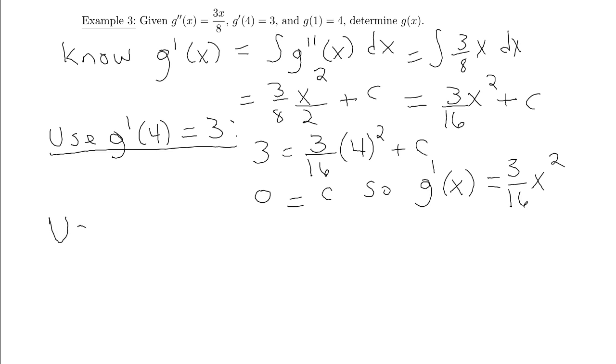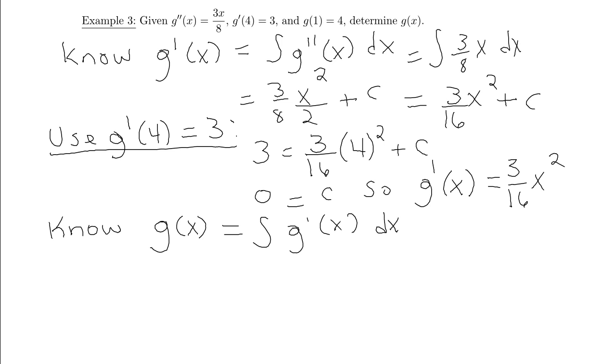So the next thing that we want to do is go from the first derivative to the original function. So we're going to use antiderivatives again. Now we know that our original function g of x can be found by taking the antiderivative of g prime of x. Sorry, that's quite messy. So g prime of x dx. So we're taking the antiderivative of this 3 over 16 x squared dx.